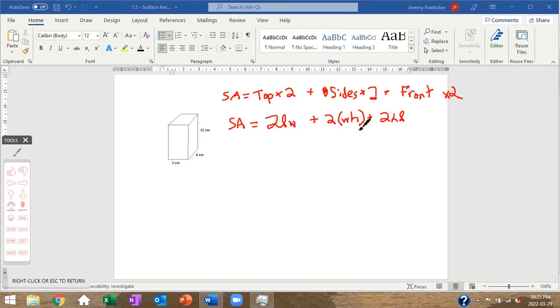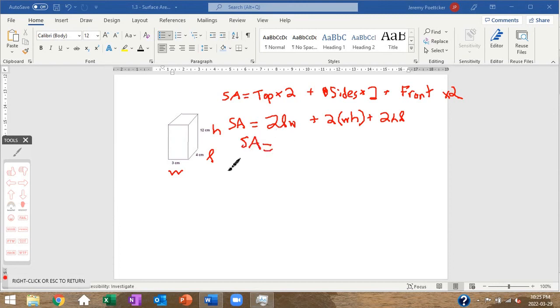All right, so here we go. Before I start using this formula, I label which is which on my diagram. So this is height, 12 centimeters. That makes pretty good sense. I'm going to call this length. I call this width. I label them just so that when I start using them, I don't get mixed up.